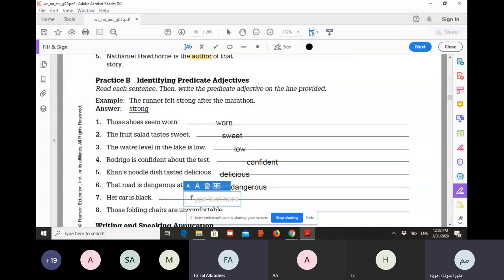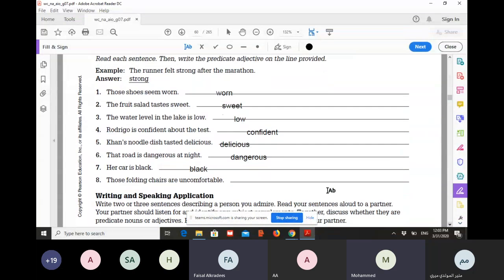Her car is black. Black. Excellent. Teacher, number 8. Can I do it? Brian Al-Musa. Those folding chairs are uncomfortable. Uncomfortable. Very good.